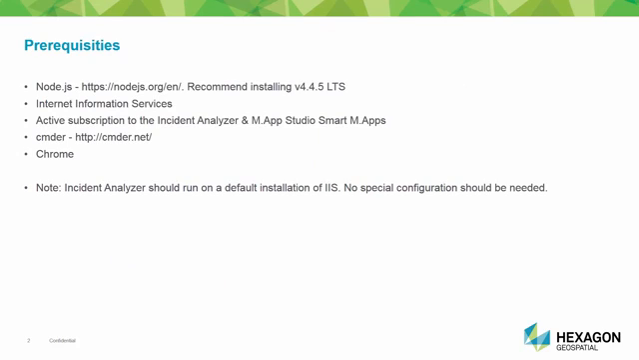You'll need to install the following software packages. Node.js. Node should run on the latest version, but version 4.4.5 is recommended. Use the default settings while installing Node.js. Microsoft Internet Information Services. Incident Analyzer should run on a default installation of IIS. No special configuration should be required. Commander. This handy command line emulator allows us to run useful commands like curl to upload your Smart M.App package to Map Studio. And finally, Chrome.